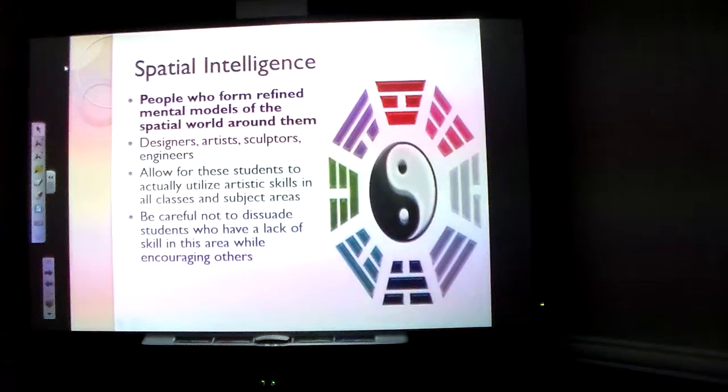So spatial intelligence, this is basically people that are good at design. This is another no-brainer. I think you can integrate design in all of your teachers' lessons, and I think there are students that are going to learn well that are able to actually design and visually depict something rather than write it.